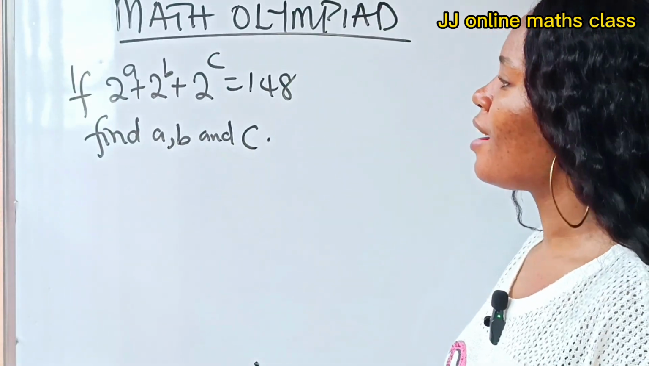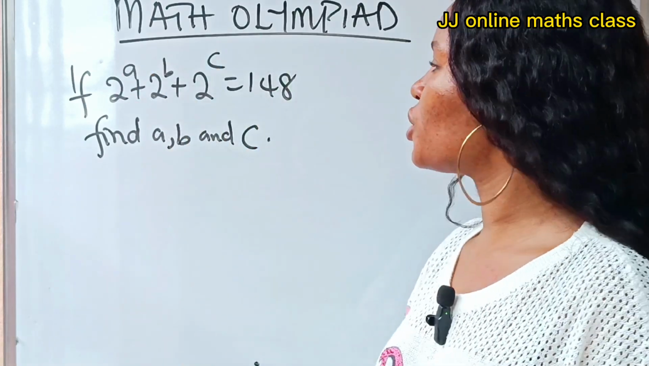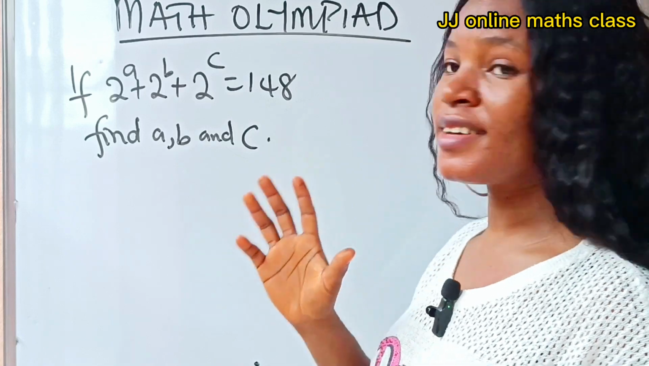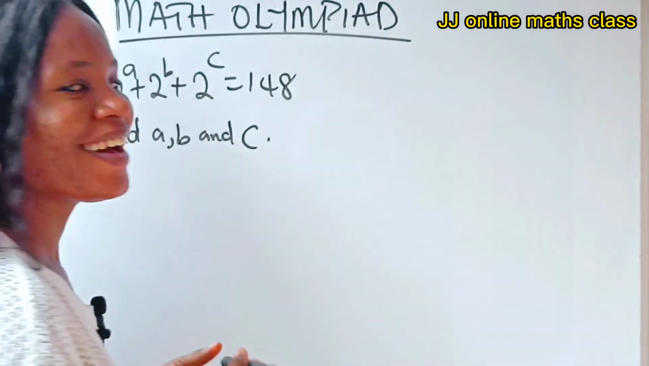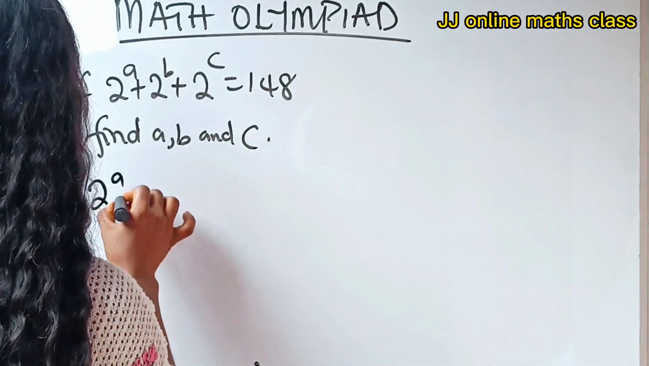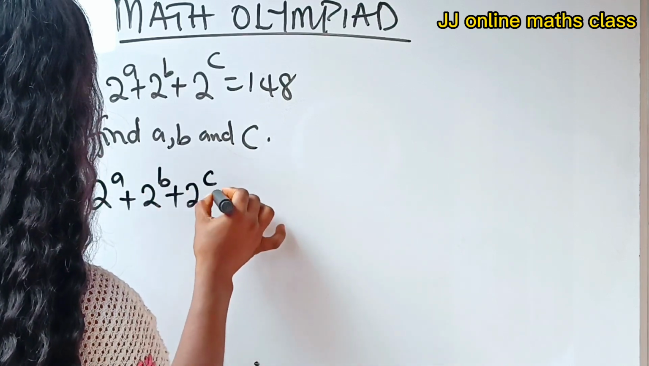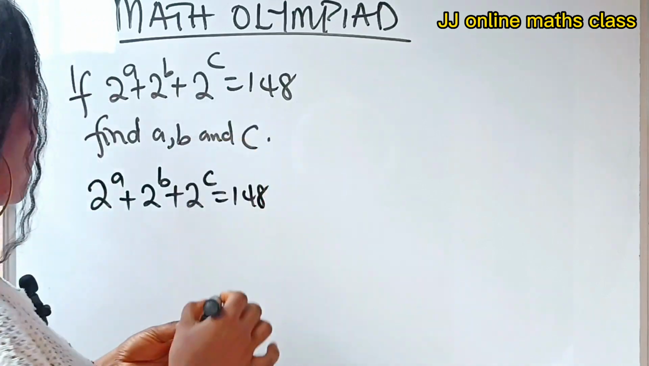Let's solve this together. So we are asked to find the value of a, b, and c in this particular equation. To do that, this is how we are going to do it. We are told that 2 to the power of a plus 2 to the power of b plus 2 to the power of c is equal to 148.